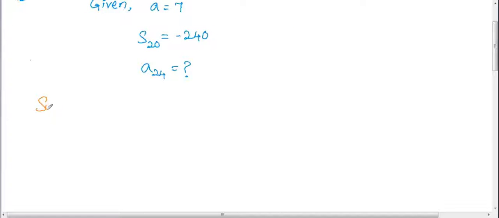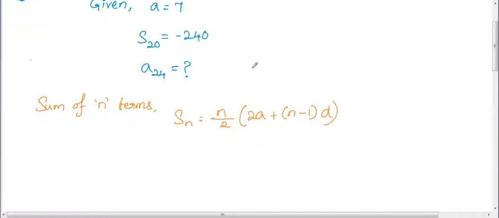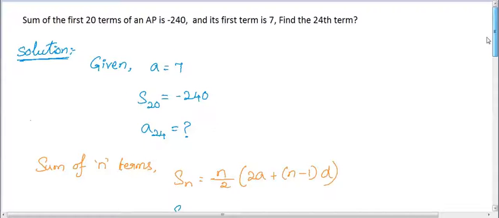First we need to find the common difference for this. So use the sum of n terms formula. Sum of n terms formula is Sn is equal to n by 2 into 2a plus n minus 1 into d. Here S20 is given, so let's say n is equal to 20.